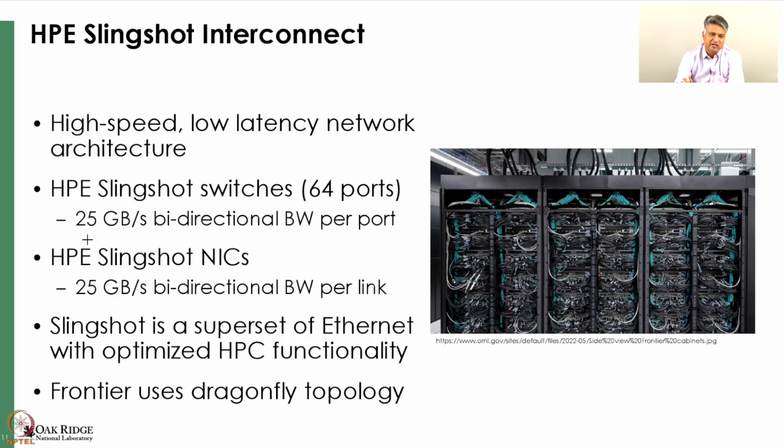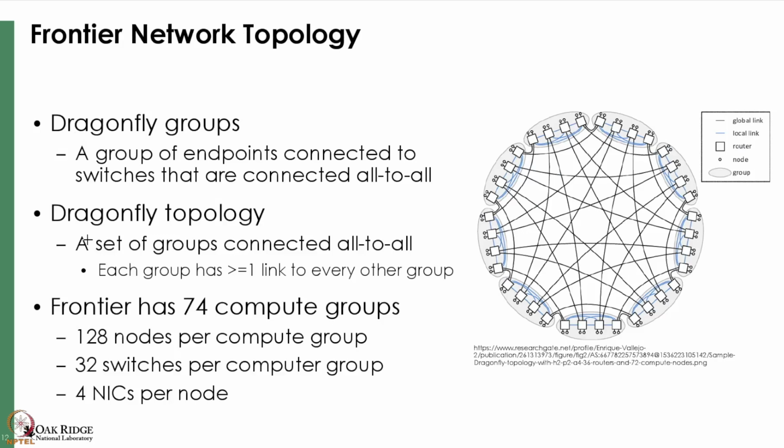So basically Slingshot is a superset of Ethernet which is optimized for high performance computing functionality. This machine also uses what is called the dragonfly topology. So how do we connect these different parts of the network together with each other? So this is how the network topology looks.